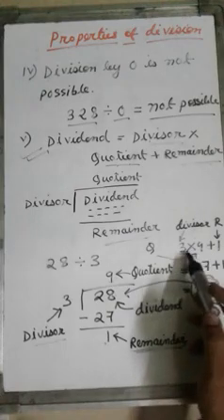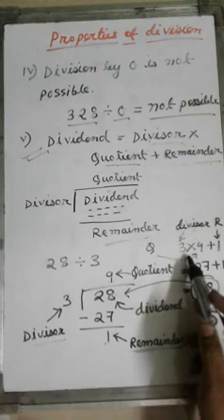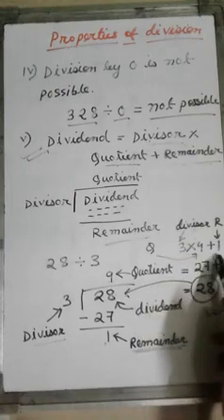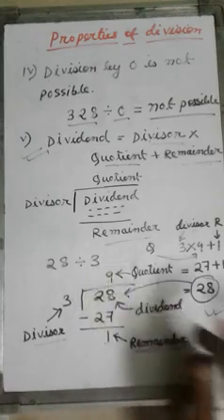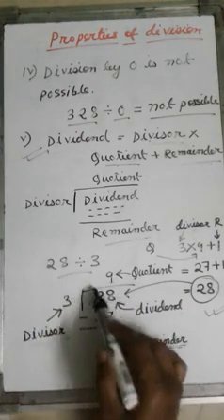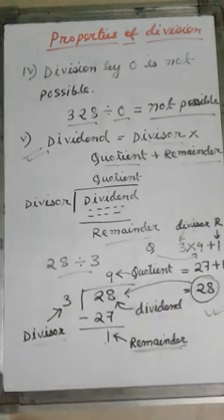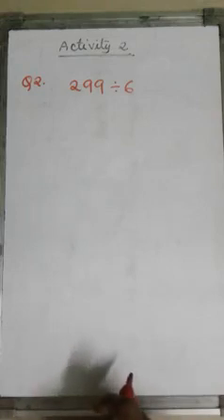Then you have to prove that the division algorithm is valid for any given division sum. As I have done it, you also have to do. I will show how to do in one example. So we are going to discuss the division algorithm.